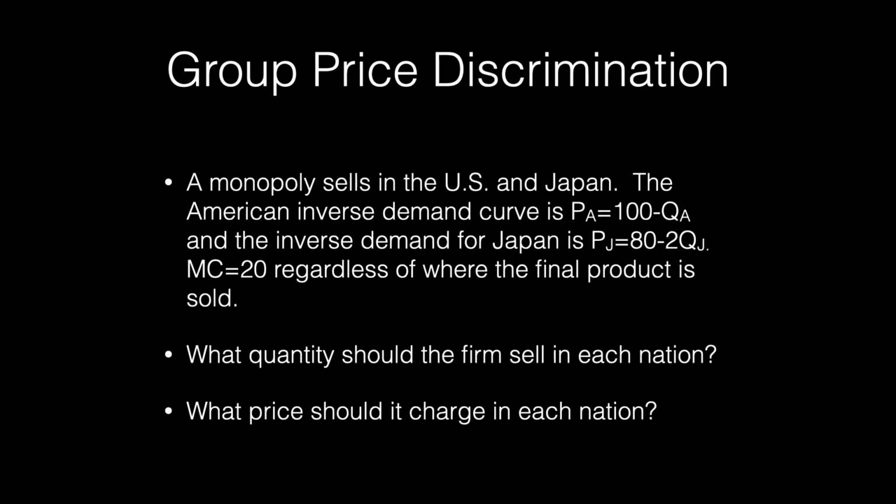Consider the following problem. A monopoly sells in the US and Japan. The American inverse demand curve is P equals 100 minus Q, and the inverse demand for Japan is P equals 80 minus 2Q. Marginal cost equals 20, regardless of where the final product is sold. What quantity should the firm sell in each nation? What price should it charge in each nation?